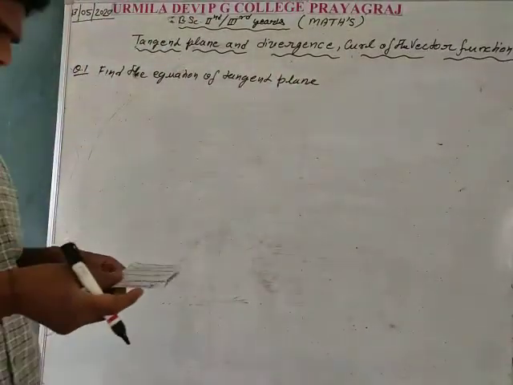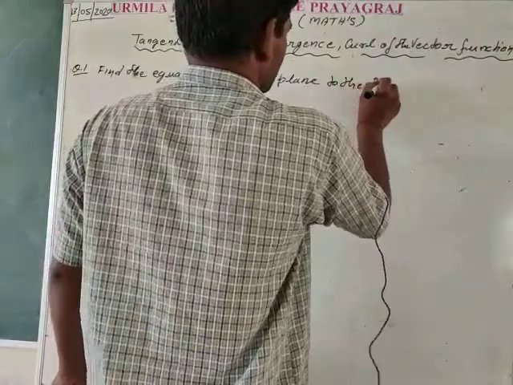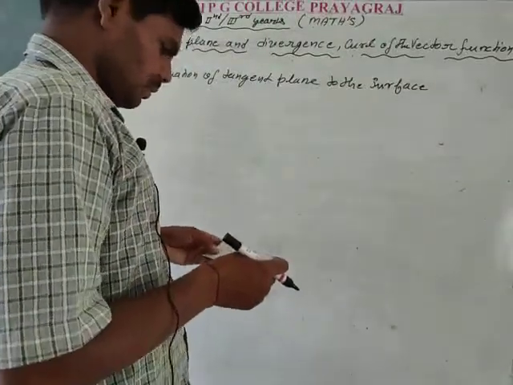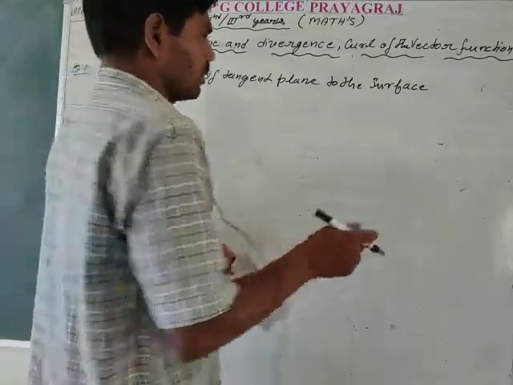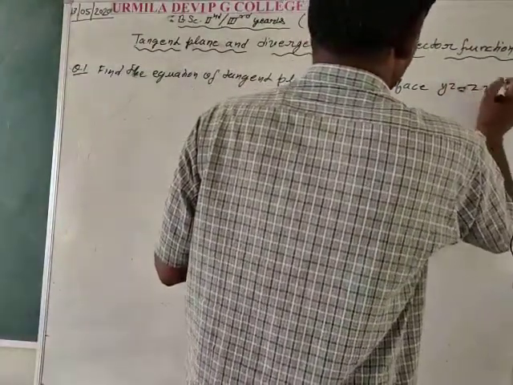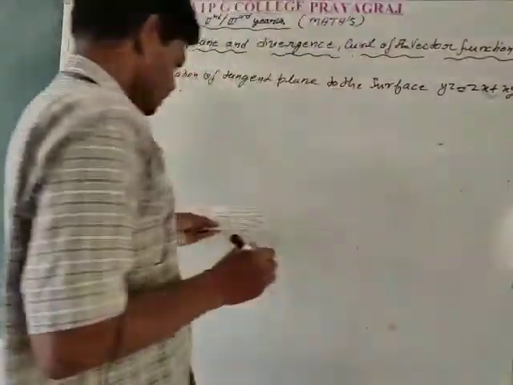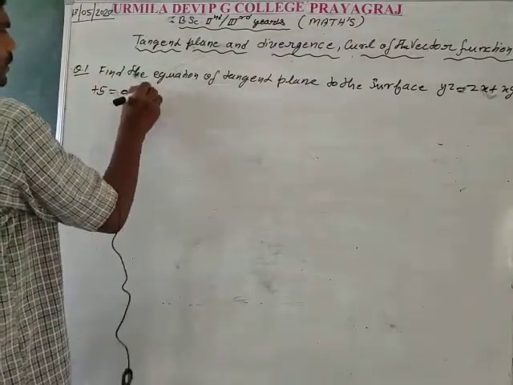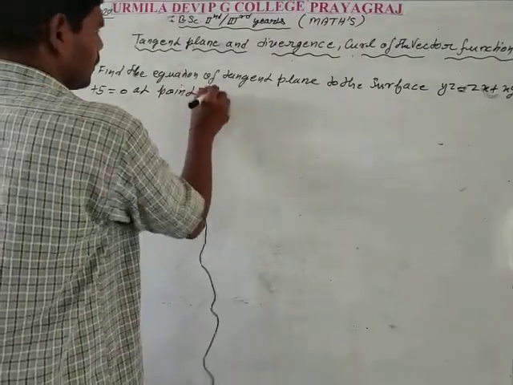Find the equation of the tangent plane to the surface yz minus zx plus xy plus 5 is equal to 0 at the point whose coordinates are 1, minus 1, 2.